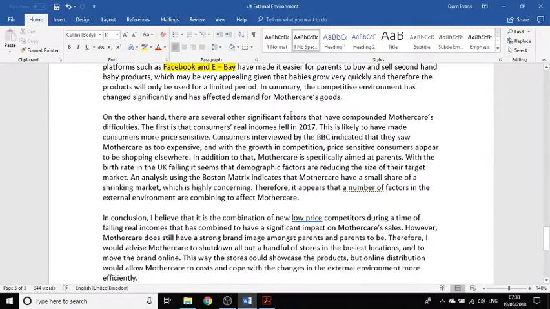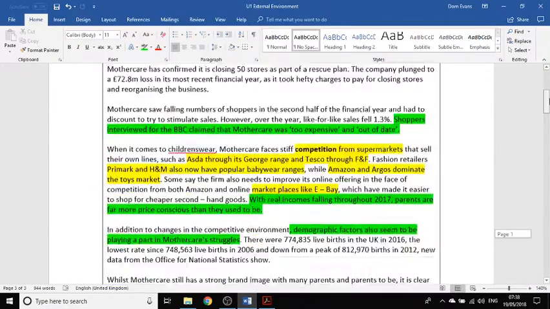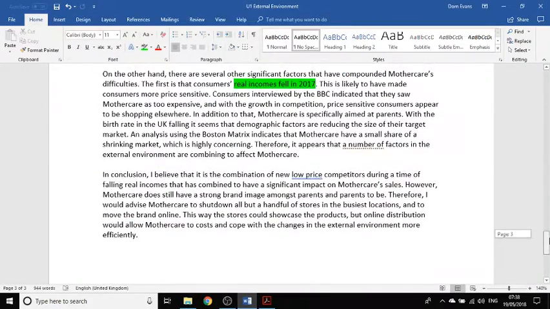On the other hand, there are several other significant factors that have compounded Mothercare's difficulties. The first is that consumers' real incomes fell in 2017. Sorry, that's of course from the case study. This is likely to have made consumers more price sensitive. I've developed it. Consumers interviewed by the BBC said Mothercare is too expensive, and with the growth in competition, price-sensitive consumers appear to be shopping elsewhere.